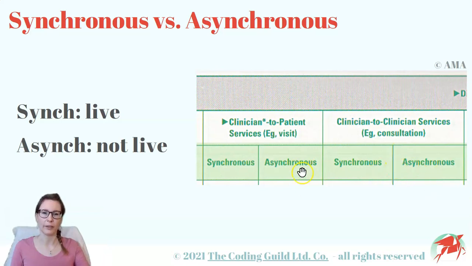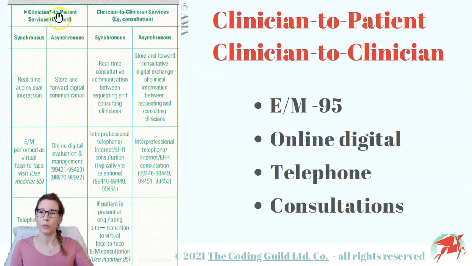These choices of synchronous and asynchronous are only available in the first two columns when the clinician is either talking to a patient or another provider. And for these two types of interactions, this is really all we need to know before picking the right code for the service: who the clinician is talking to and how they are doing it. Based on these two factors, we will assign a code from the EM section with modifier 95 or from the online digital evaluation section, the telephone services section, or from the consultation codes.